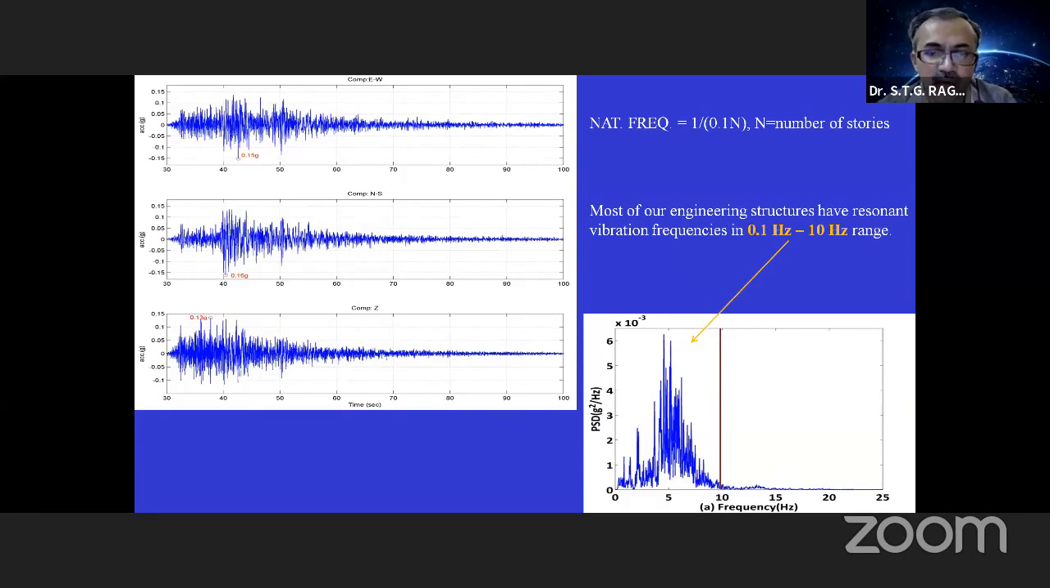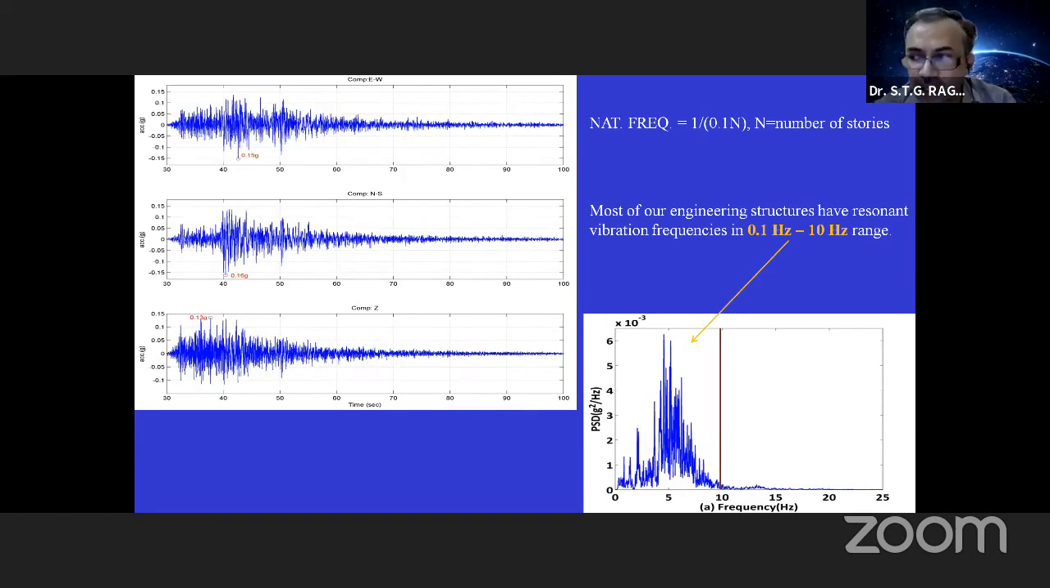But to get a physical meaning, you plot their Fourier amplitude spectra or the power spectral density, which I'm showing here. You can see this graph is a function of frequency here, and this is amplitude. You can see all the earthquakes have energy from 0 to 25 hertz actually. But most of the energy is concentrated from 0 to 10 hertz itself. In this range only, the full energy gets released.